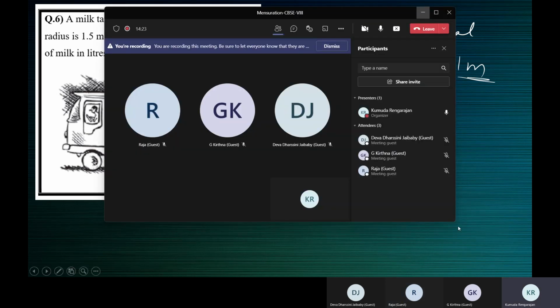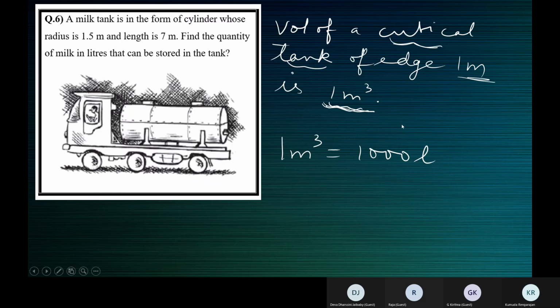What about Kirtana and Devadarshini? Yes, ma'am. Okay. Who can repeat this? One of you explain. Okay, let me, yes, Rajan, yes.